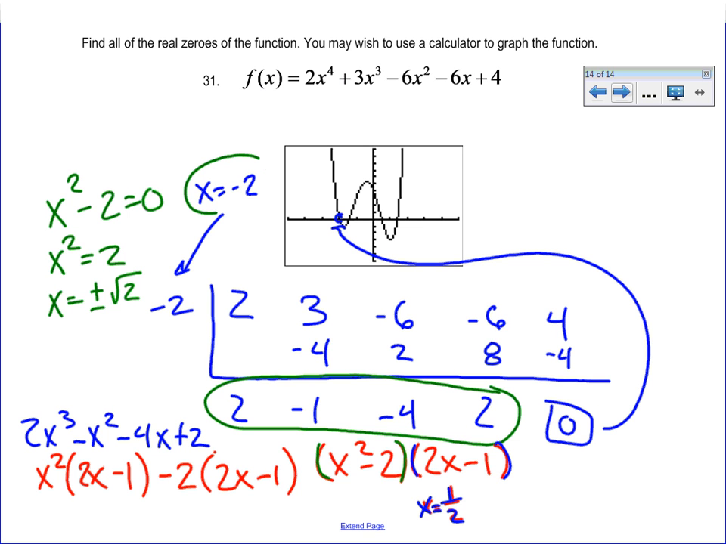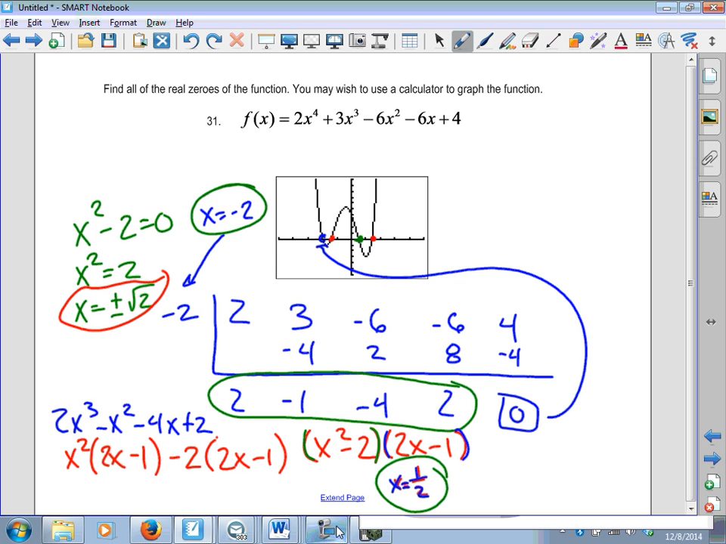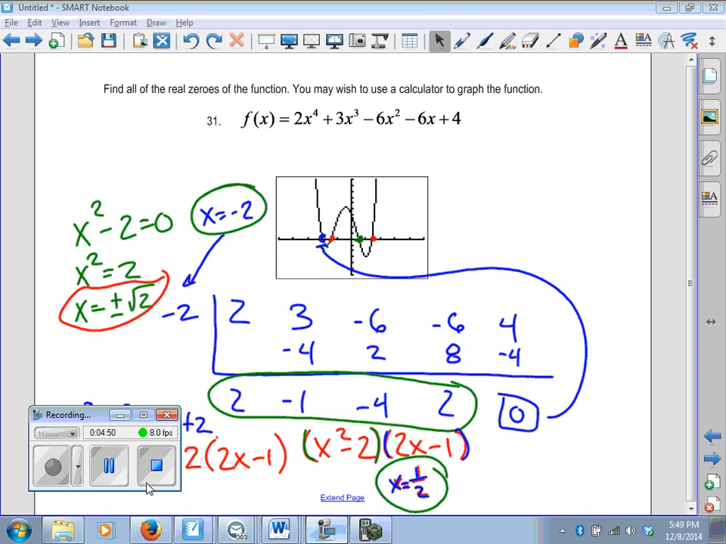They are x equals -2, the one I saw in the graph. X equals 1/2, which is actually kind of obvious now. And then x equals positive or negative square root of 2. One of those is here, one of those is there. All right, thanks for your patience. Let me know if you have questions.